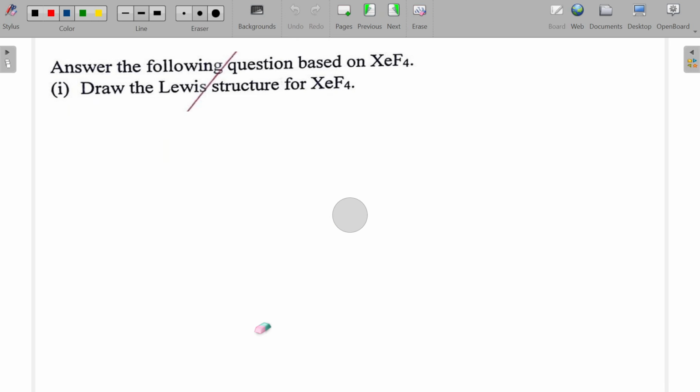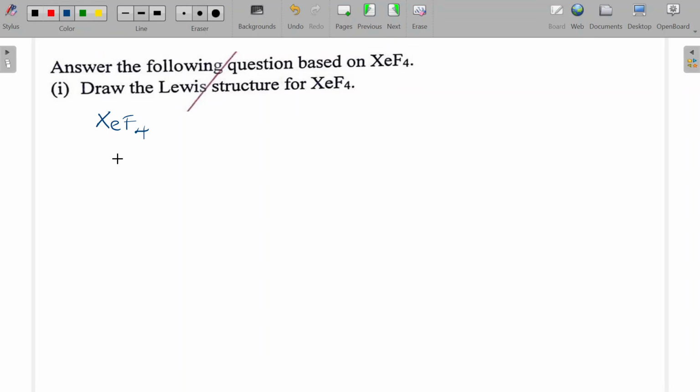Answer the following question based on XeF4. Here we have xenon fluoride, which is xenon with fluorine, which is 4. Now they're telling us to draw the Lewis structure of xenon. When you're drawing the Lewis structure, the first thing you need to ask yourself is, what is the first step? So now the first step, you've gotten your xenon with fluorine here.